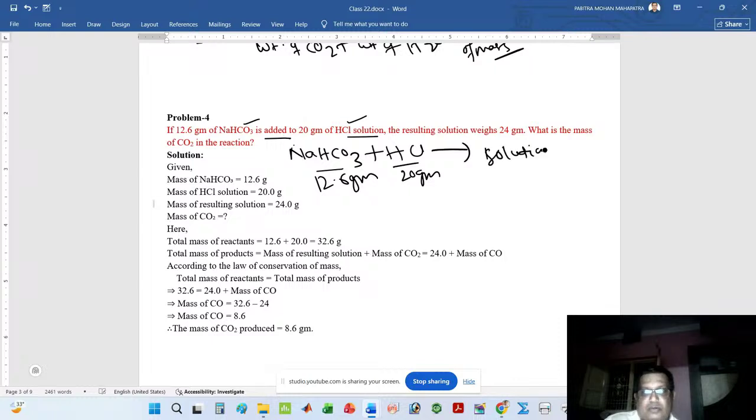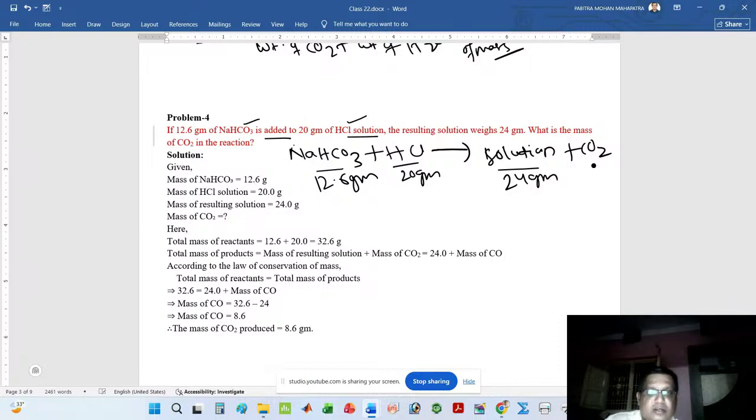But according to the question, here I can write a solution, plus what happened? Carbon dioxide is also formed. So here I can write CO2. Here the weight of the solution is your 24 gram. Your target is to find out the weight of carbon dioxide.